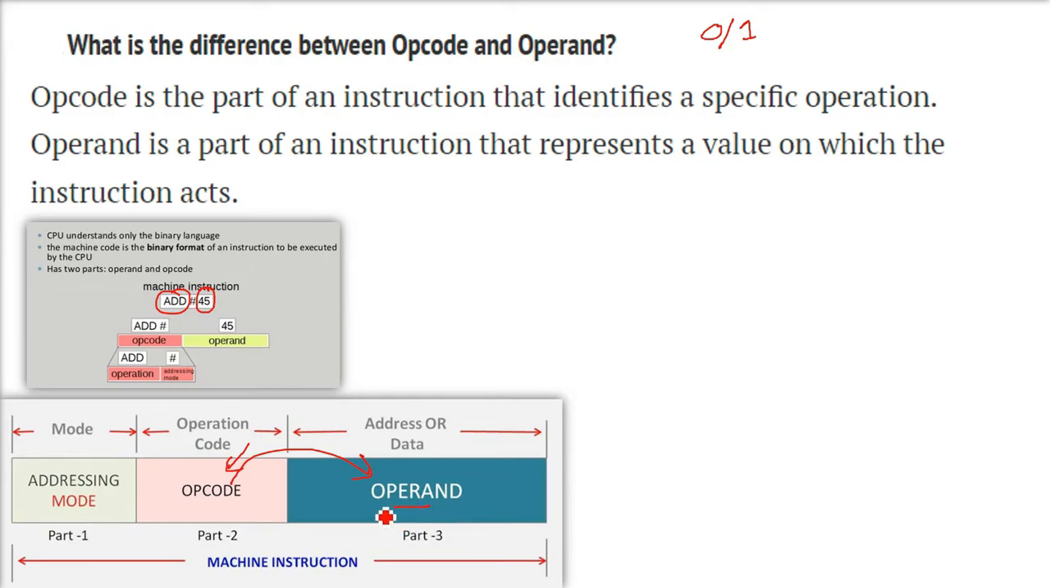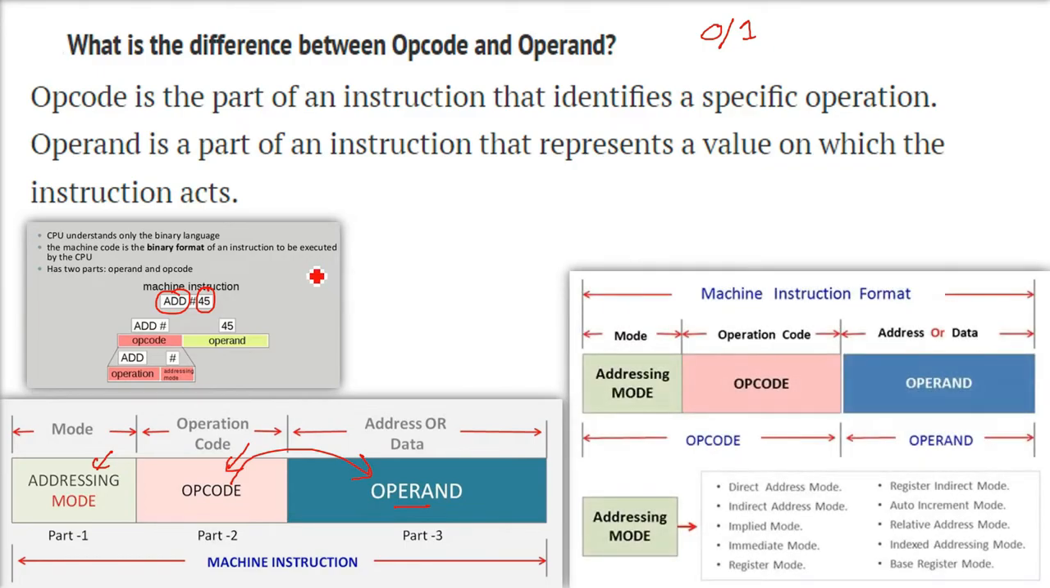So the opcode is the part of the instruction that identifies a specific job, a specific operation. And the operand is the part of that instruction that represents a value on which the instruction is going to act. The whole instruction has an opcode which will work on the operand, because both are parts of the instruction. The first part is the opcode, the operation code, which is going to operate on the operand. The value after the instruction is the operand.